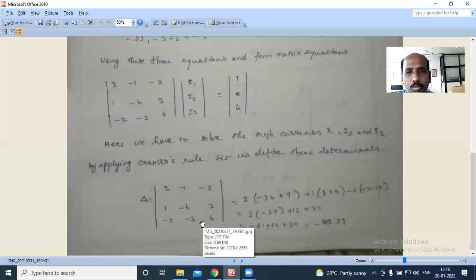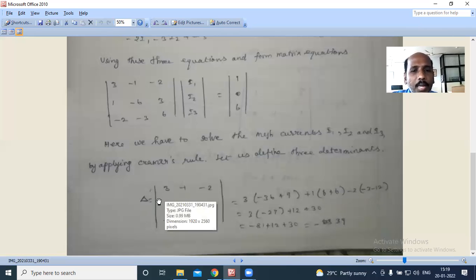Let us find the next one, the I1 value. We need del 1. Actually, del 1 by del equals I1, or I can write del I1 by del. Del and del will get cancelled, we get I1. Right. We can represent it by del 1 or del I1, whatever it may be. Okay. Now to find the del 1.